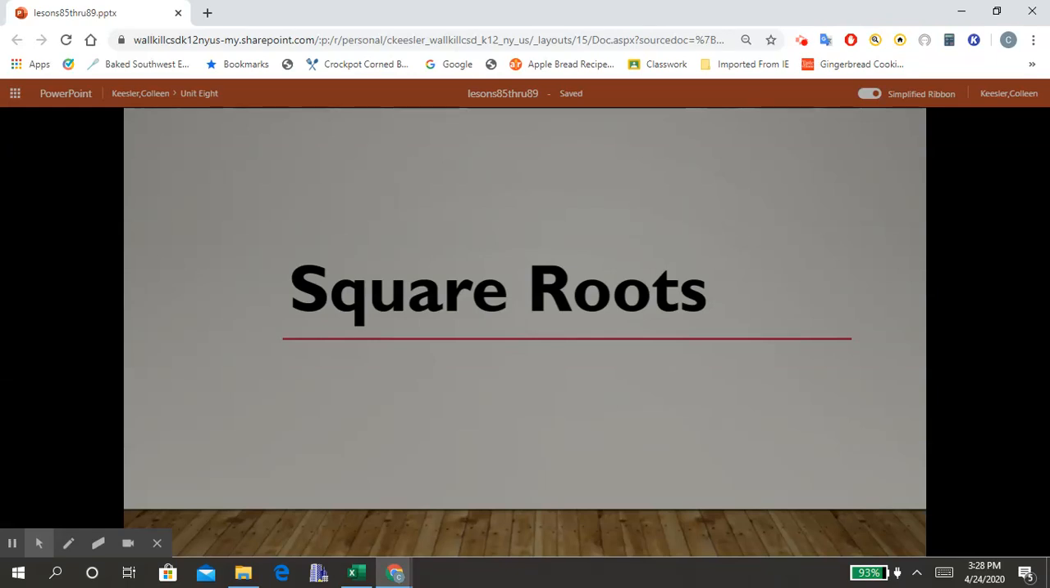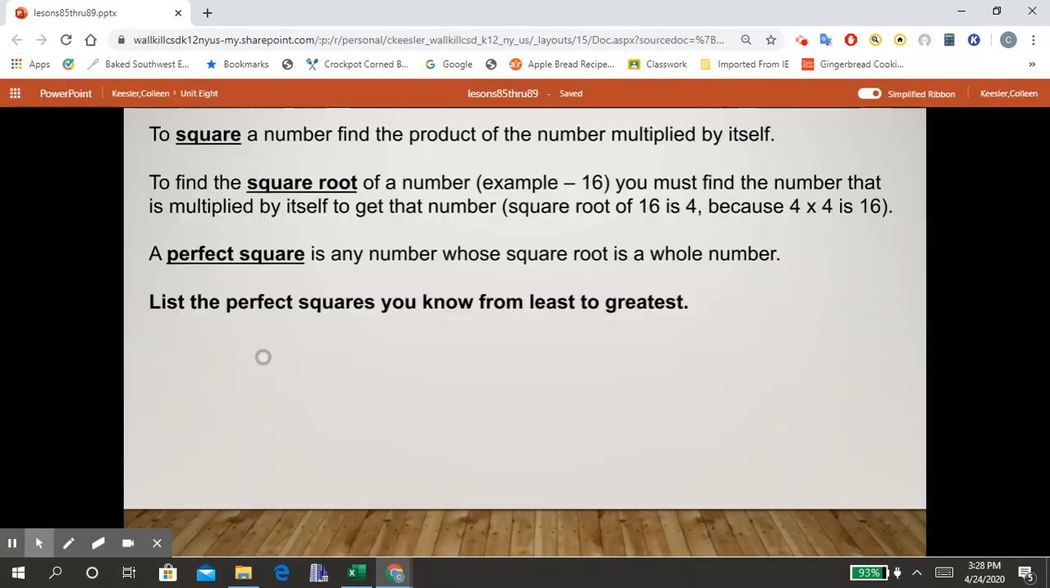Hi Math 8 students, today we're going to focus on square roots. To square a number, find the product of the number multiplied by itself. So for example, if I want to square the number 8, I do 8 squared, and that's 8 times 8, which is 64. We all know how to do that. We've done exponents before, so this is nothing new.